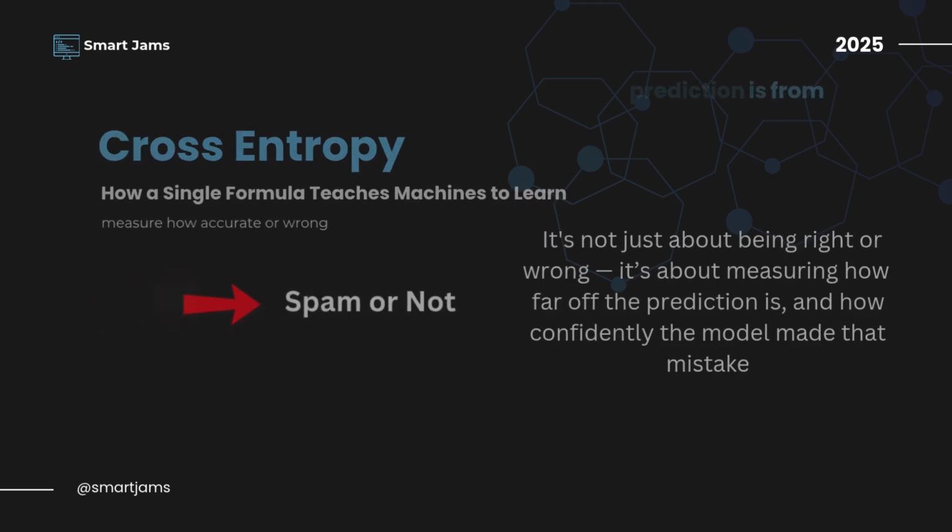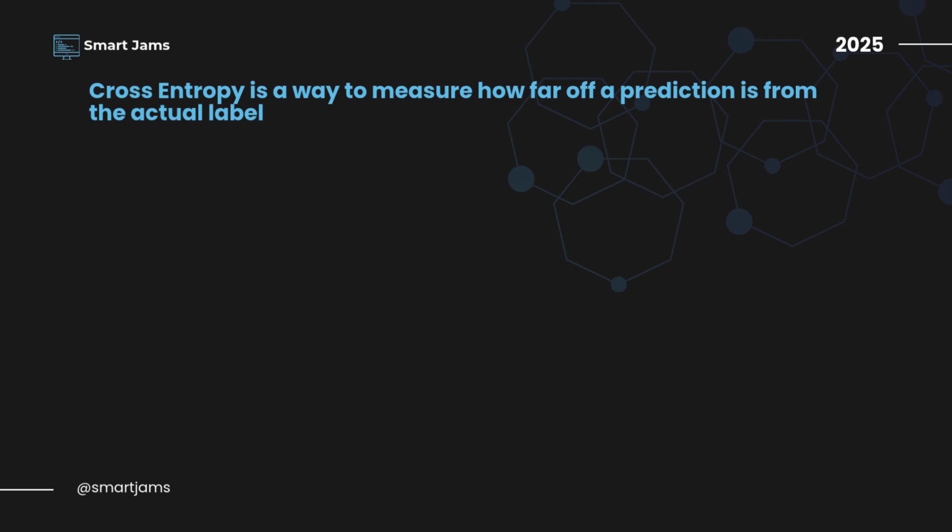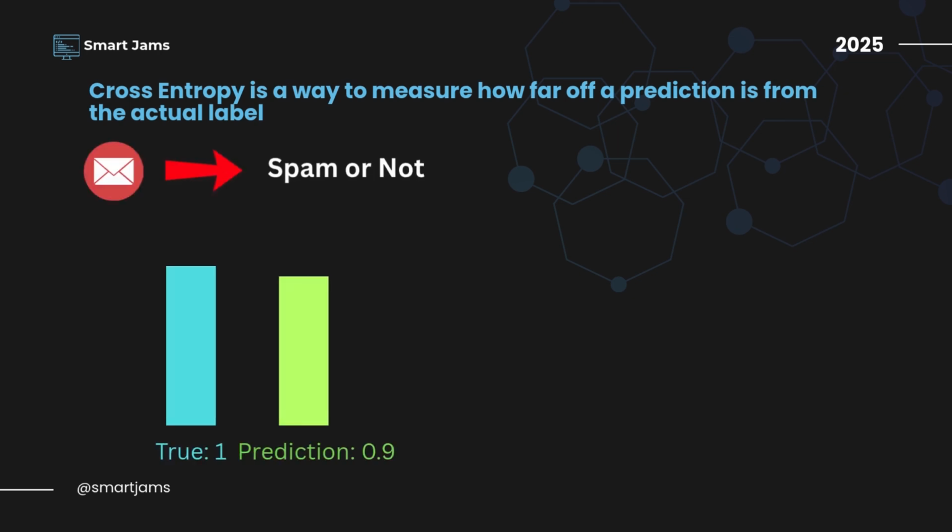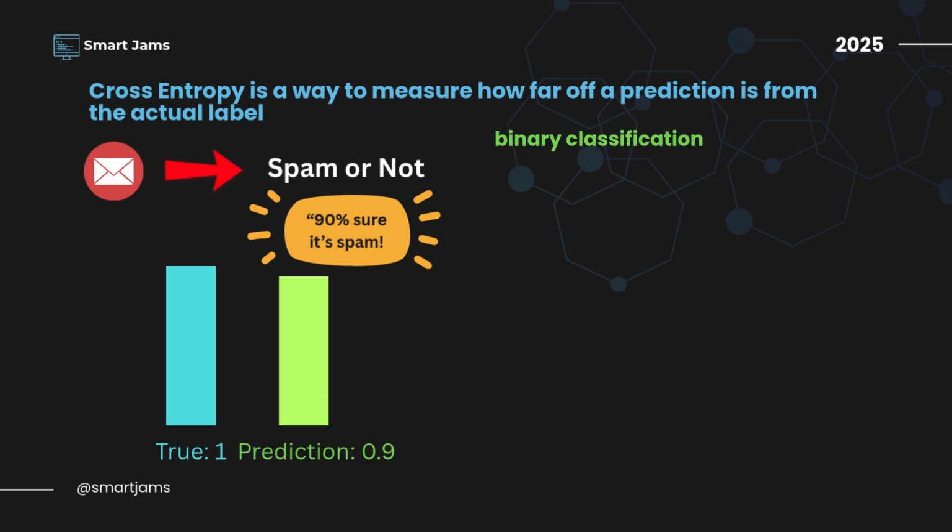Cross entropy calculates the difference between what a model predicts and what the true label is. Suppose the true label is 1, meaning the email is spam, and the model predicts 0.9. That means it's 90% confident the email is spam. Not bad. The examples and formula we're using here assume a binary classification setup, where the true label is either 0 or 1, like spam or not spam.